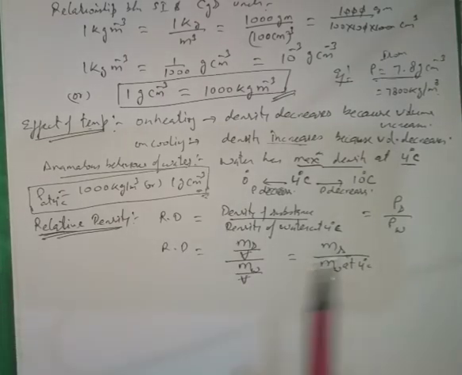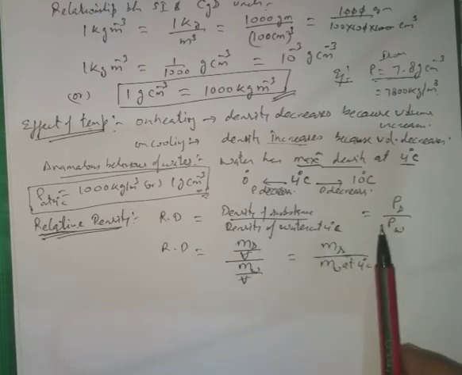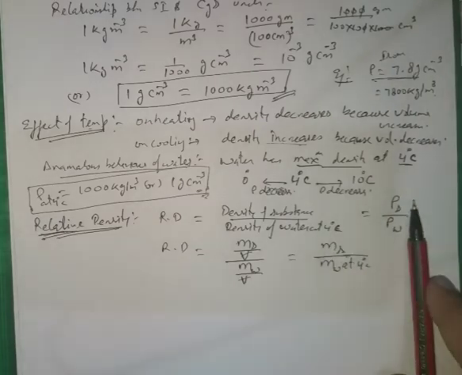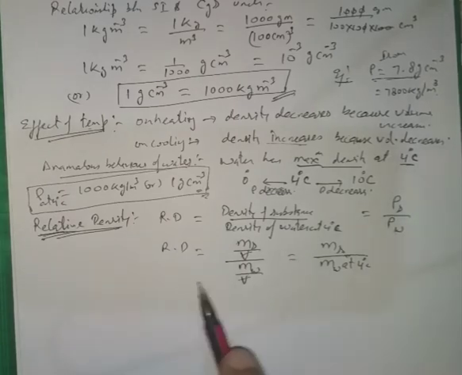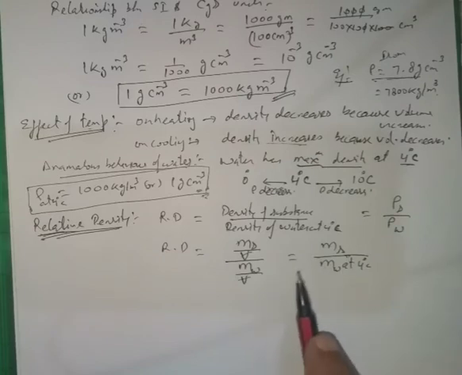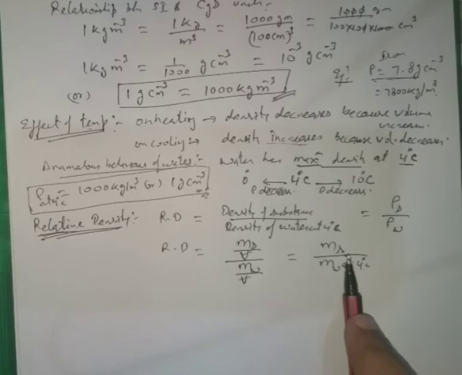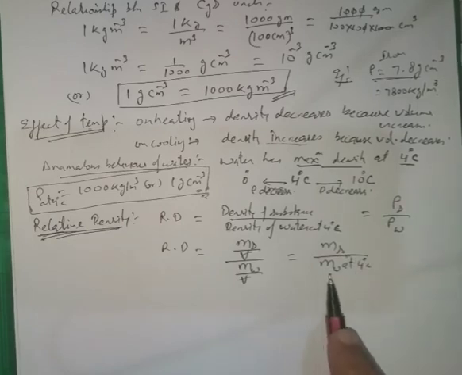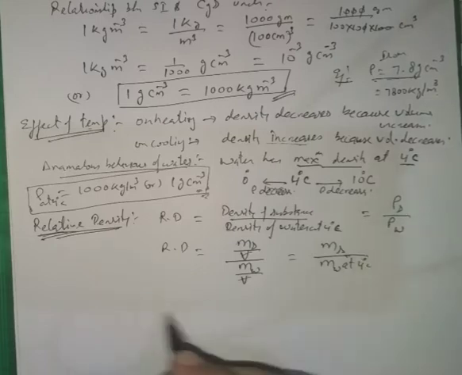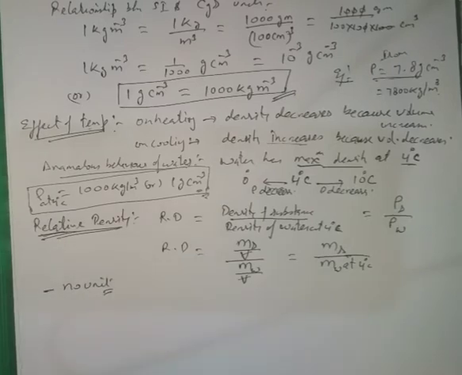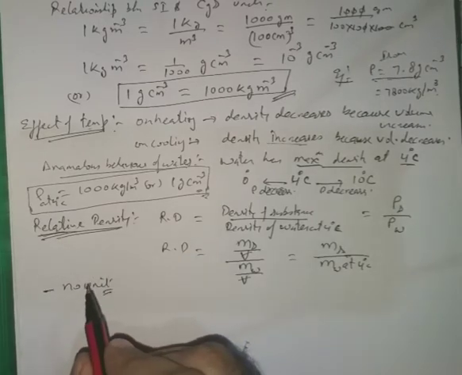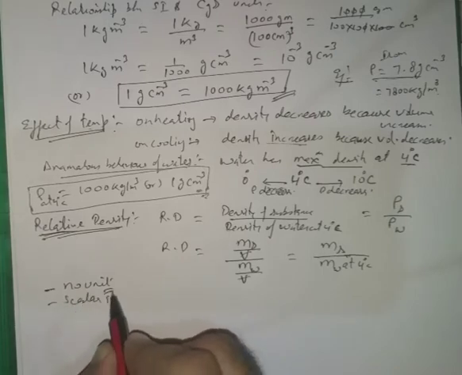To define this in words, we say that the relative density of a substance is equal to the ratio of the density of the substance to the density of water at 4 degrees Celsius. Or we can also say that it is the ratio of the mass of a certain substance to the mass of water at 4 degrees Celsius having equal volumes. Since this is a ratio, the relative density has no unit. And it is also a scalar quantity.